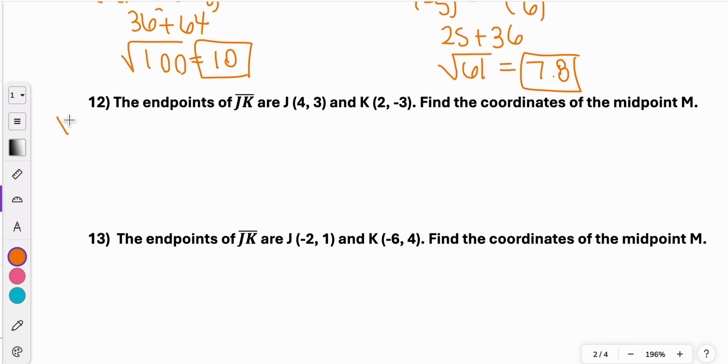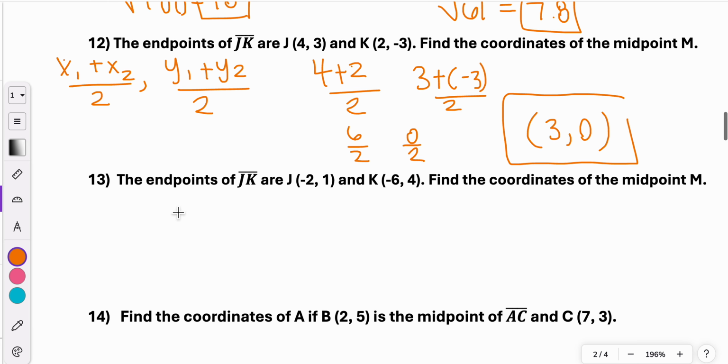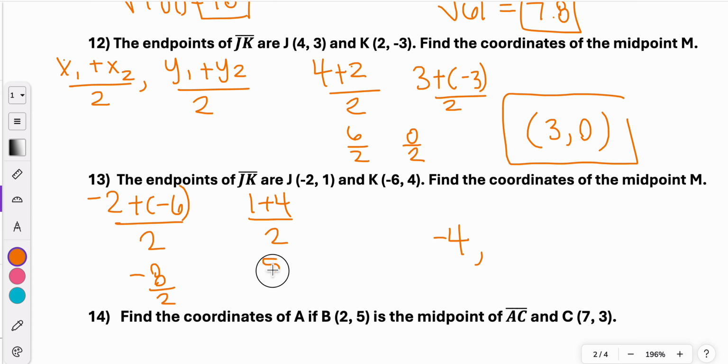Endpoints, this is when we're adding x's together, so x1 plus x2 divided by 2, and then y1 plus y2 divided by 2. So for my x's, the endpoints of j and k are as follows. So I'm going to add 4 plus 2 divided by 2, and then 3 plus -3 divided by 2. So that's 6 divided by 2 and 0 divided by 2, or 3, 0 as your midpoint. The next one's also asking the same thing, so adding your x's together, -2 plus -6 divided by 2, and then 1 plus 4 divided by 2, -8 divided by 2 is -4 for my x value, and 5 divided by 2 would give me 2.5 for my y value.